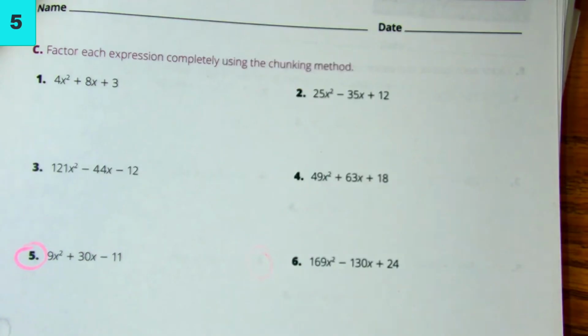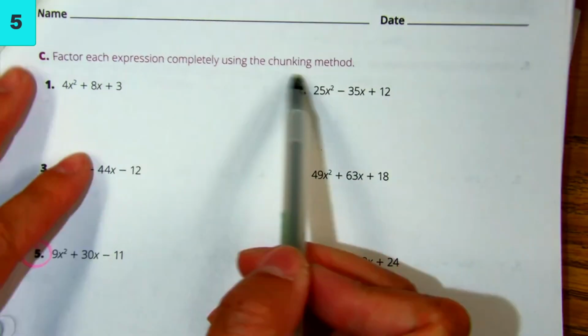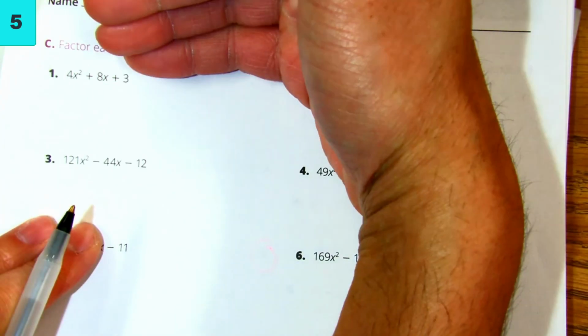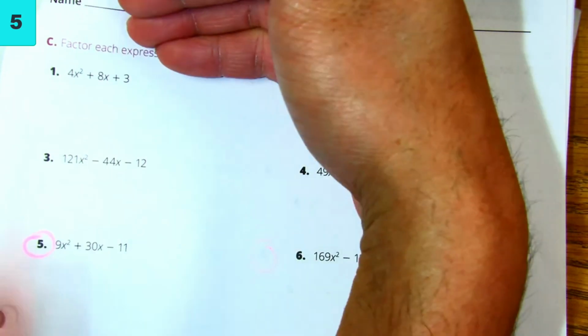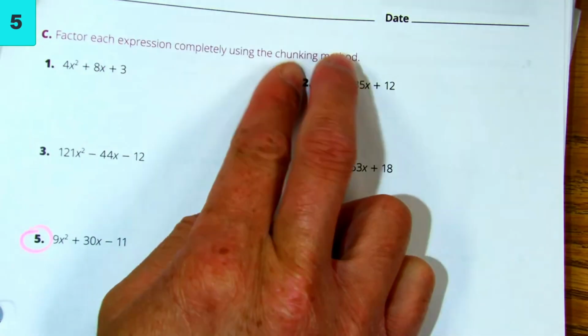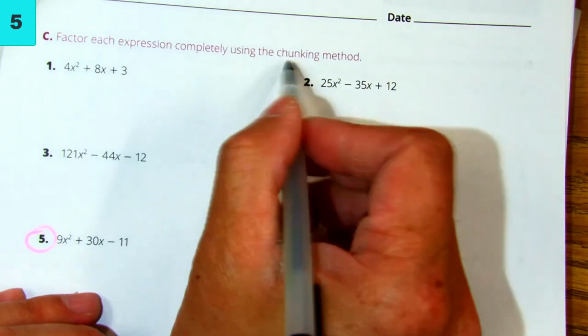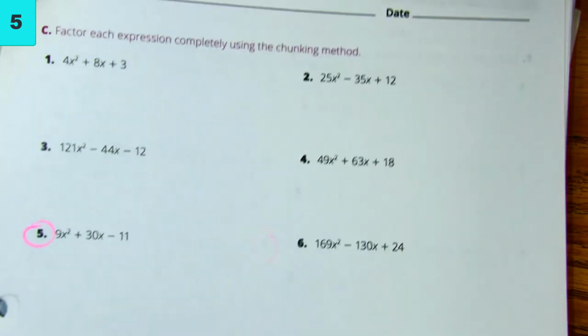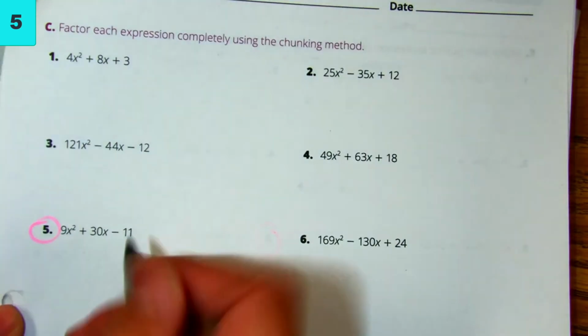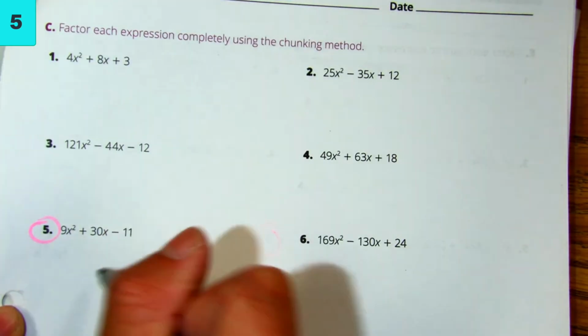C5 says to factor each expression completely using the chunking method. Again, I'm not going to tell you how to factor it. I'm just going to tell you to factor it. And this one says the chunking method, and you don't actually need to use it. Don't need to. But I'm first going to show you guys X-box, and then maybe you guys will want to do chunking. So let's try it.